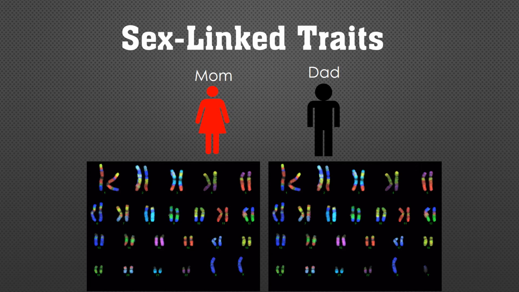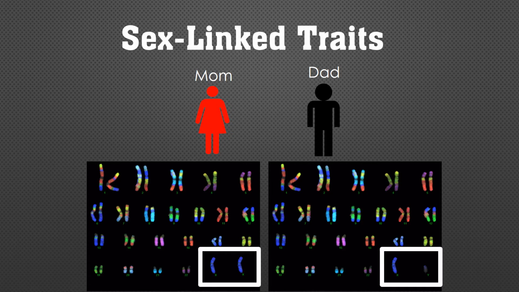So today we're going to be discussing sex-linked traits. And as a review, we're going to talk about the chromosomes that you have from your mom and from your dad. Remember that your mother has 23 pairs of chromosomes, which make a total of 46, and your father has also 46 chromosomes. Notice that your mother has two X chromosomes, while your father has an X and a Y chromosome.